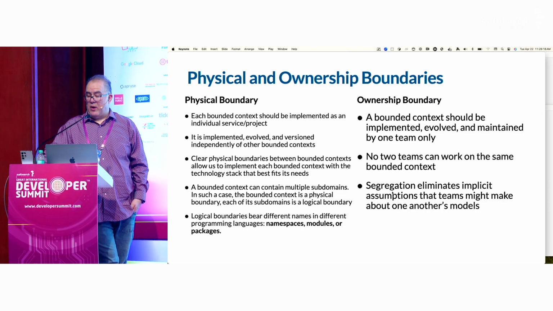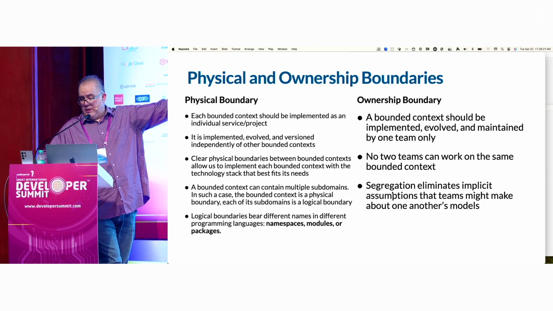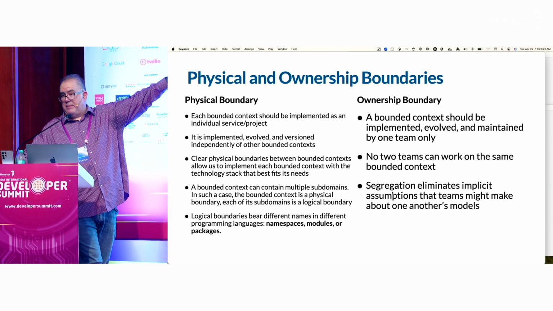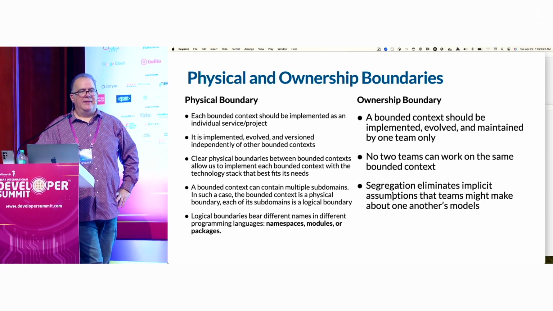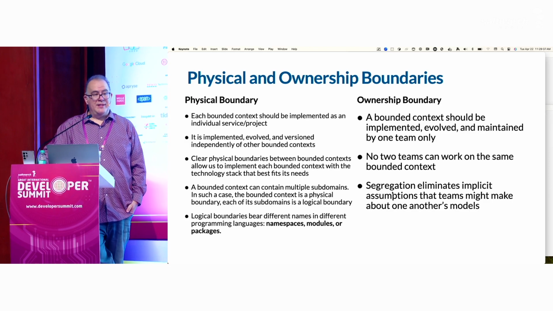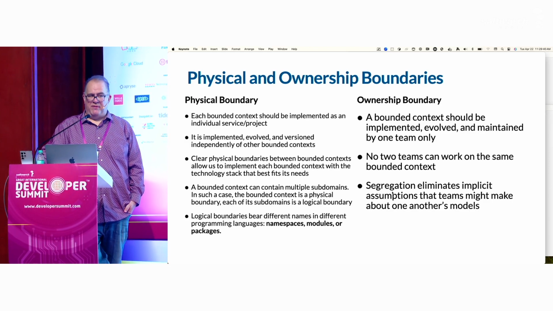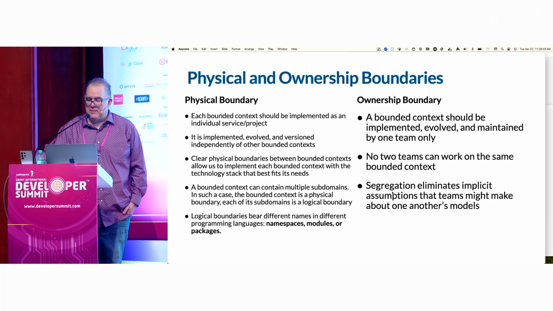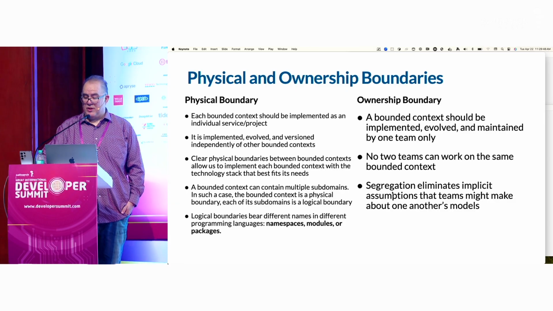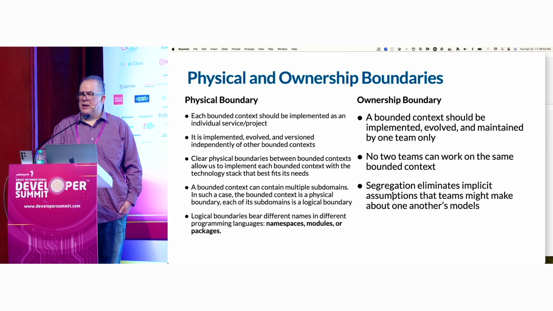Now, interesting on the ownership boundaries. All those are physical boundaries. Next are the ownership boundaries. A bounded context should be implemented, evolved, and maintained by one team. Oh, look at that. That sounds really familiar, doesn't it? Right? Microservices are owned by one team as well. This seems like it's almost about to fit. Almost. We'll see. So no two teams can work on the same bounded context. Oh, all right. That's another microservice principle that I hope is typically obeyed. And why is that? That's because the team knows that particular language, right?